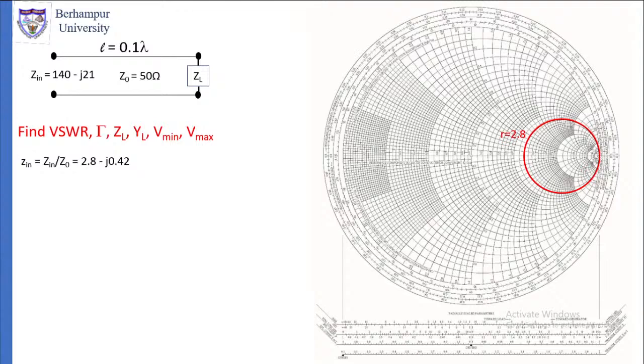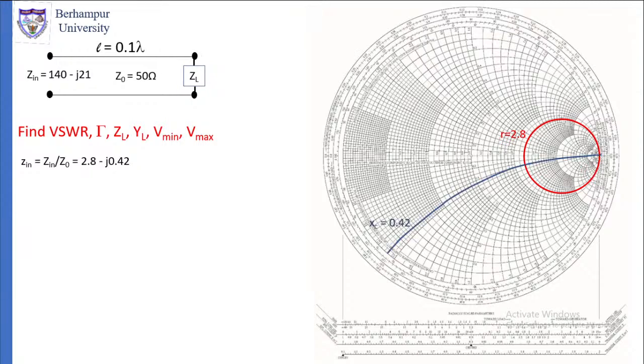That you can find out: 140 minus J21 by 50. 140 by 50 is 14 by 5, 28 by 10, 2.8 minus J 0.42. So normalized impedance, the first point is to find out what is the normalized impedance. So that we have found out. Z in is equal to 2.8 minus J 0.42. This much calculation you have to do yourself.